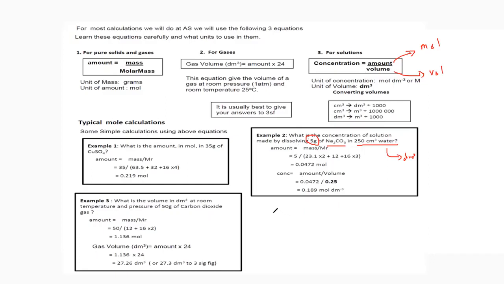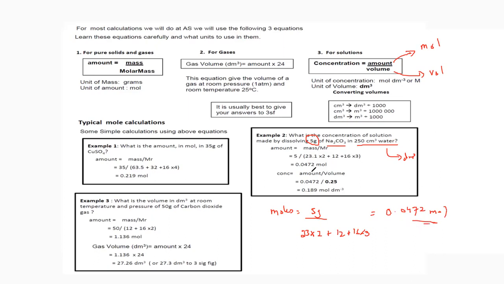So first you have to use the first formula: moles equal mass in gram divided by molar mass. The molar mass of sodium carbonate: sodium is 23 multiplied by 2 because 2 sodium are there, plus carbon is 12, plus oxygen 16 multiplied by 3. So this will give you the amount of moles, which is 0.0472 moles of sodium carbonate.